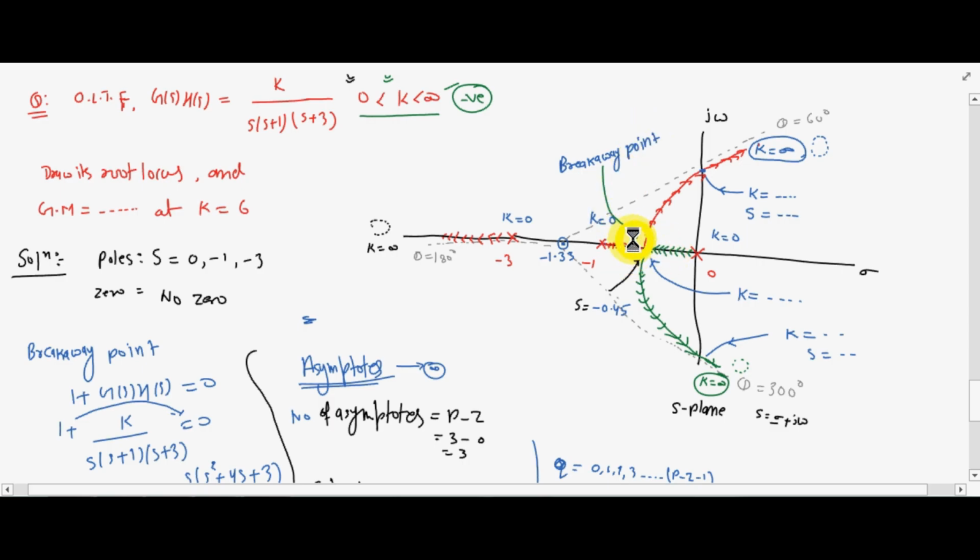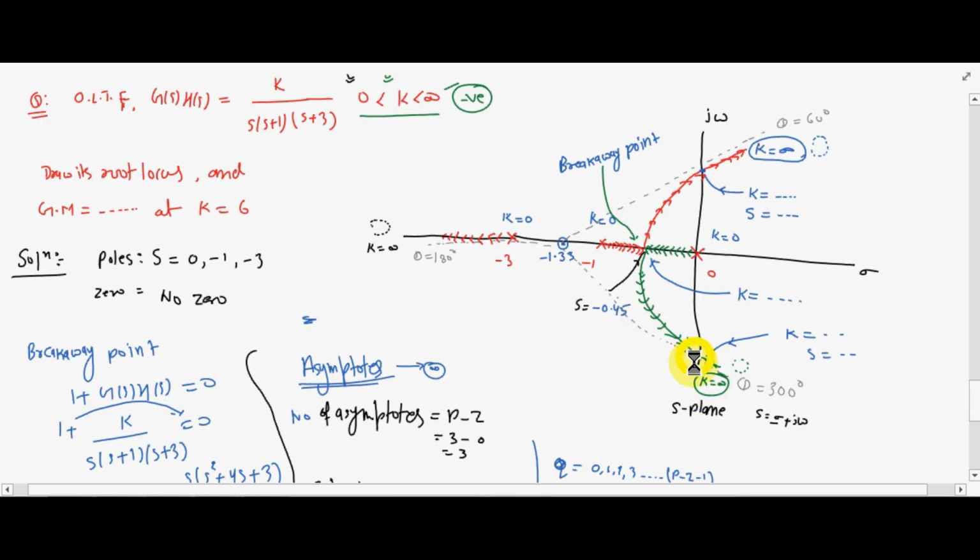Okay. So what is the breakout point? Definition of breakout point is when the root locus shifted from real axis to the complex plane, तो उस point को क्या कहते हैं, breakaway point कहते हैं. So we have to calculate now, at the breakaway point we know the value of s, but we do not know what is the value of k. At this point where our root locus cross the j omega axis, we do not know what is the value of k.